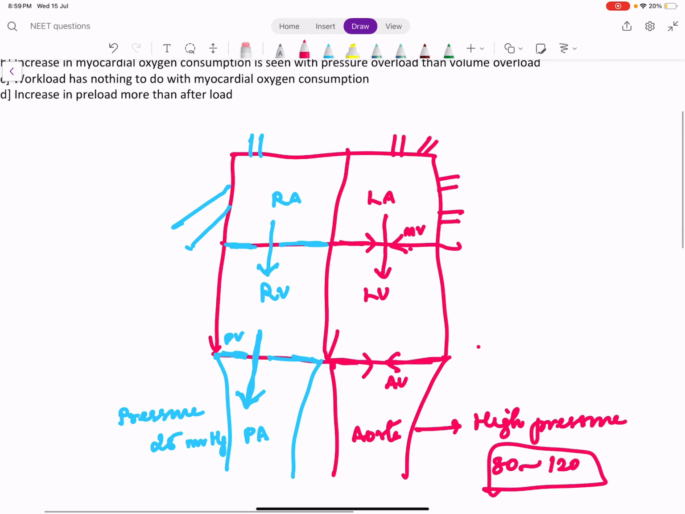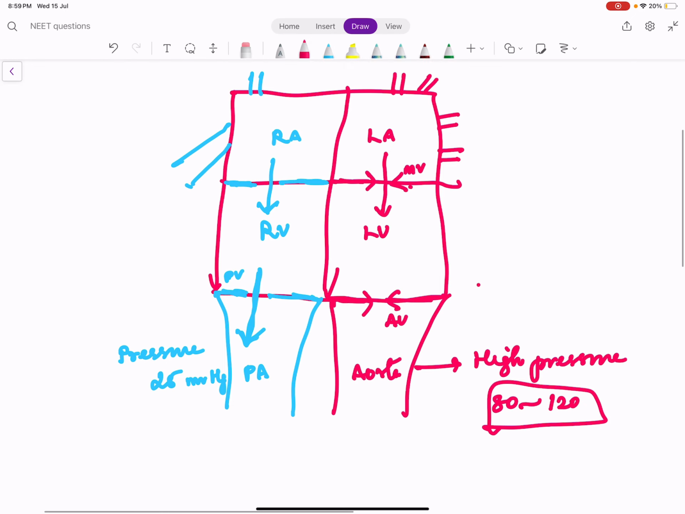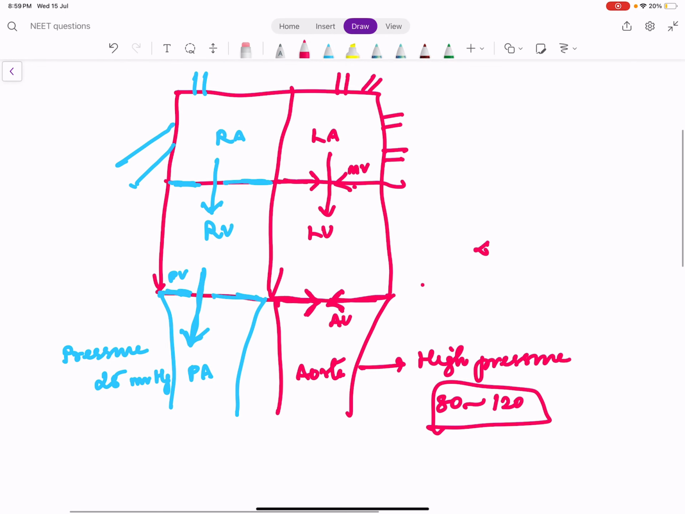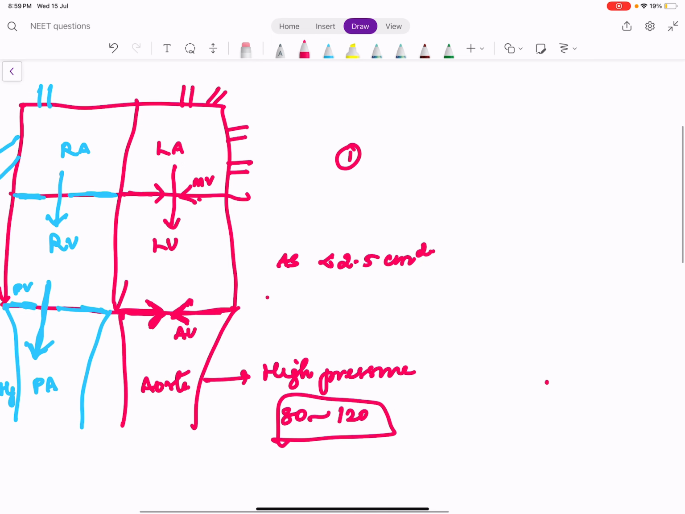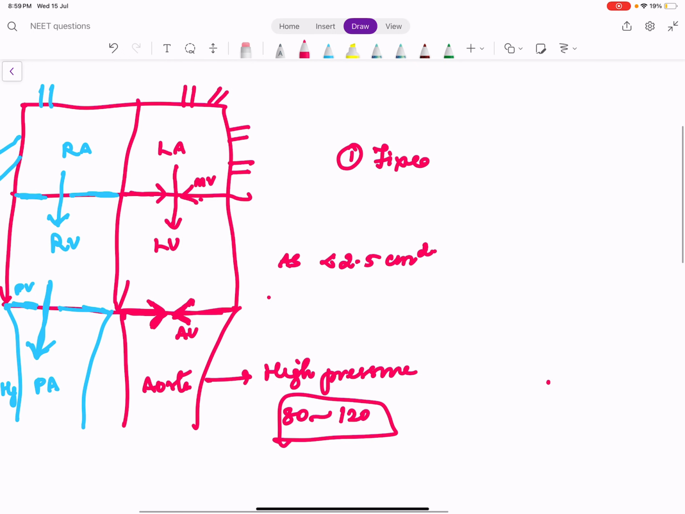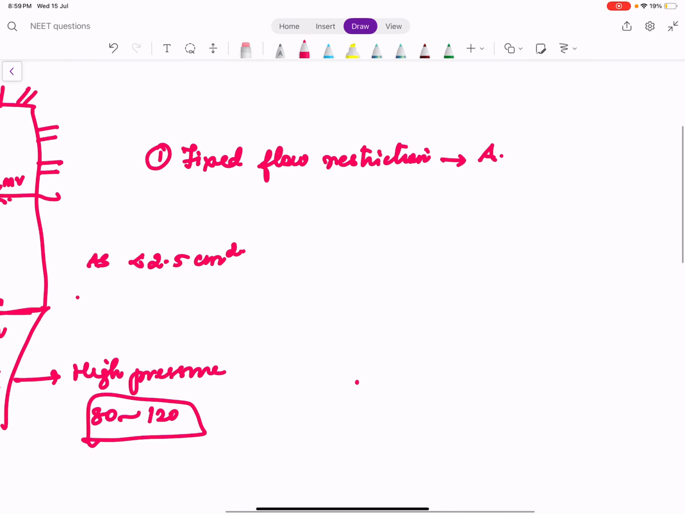In aortic stenosis, what happens? Aortic stenosis is narrowing of the aortic valve to less than 2.5 centimeters square. There will be a fixed flow stenosis, that is, flow limitation from the left ventricle to the aorta. When blood flow to the aorta reduces, what happens? There will be syncope. So this is the reason for syncope in aortic stenosis.